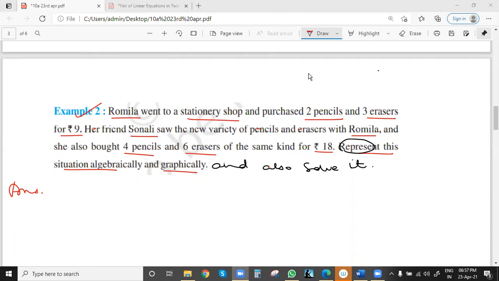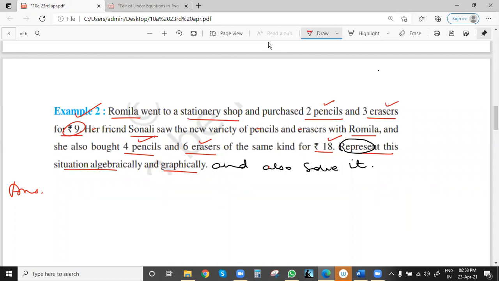Romila went to a stationery shop and purchased 2 pencils and 3 erasers for ₹9. The price of 1 pencil and 1 eraser is not known, but 2 pencils and 3 erasers is ₹9. And Sonali saw the new variety of pencils and erasers with Romila, and she also bought 4 pencils and 6 erasers of the same kind, same brand, for ₹18. So represent algebraically and graphically.